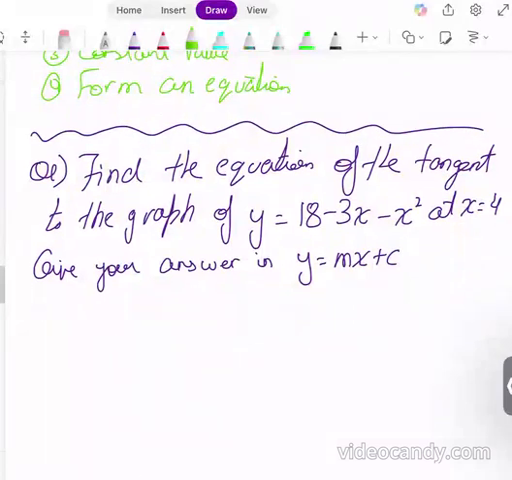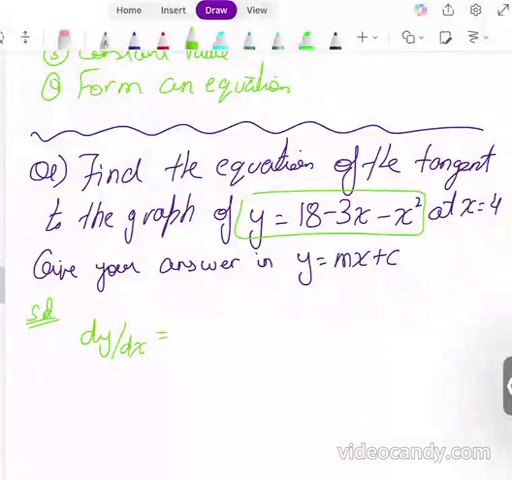So the first step is to find dy upon dx. The dy upon dx of this question is minus 3 minus 2x. This is the dy over dx of this equation. We have done a lot of steps on how to find dy over dx, so I will not show you again and again how to do this.